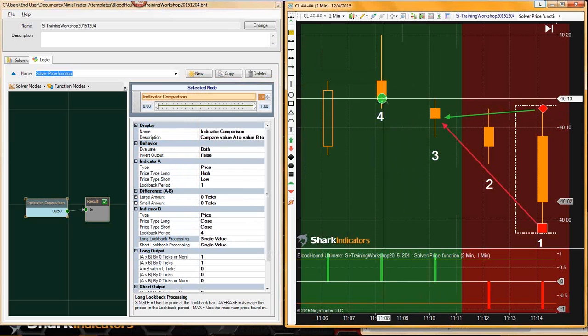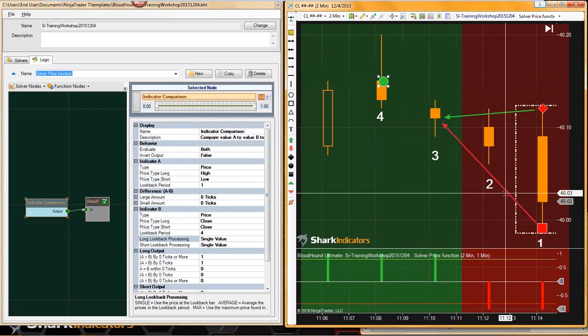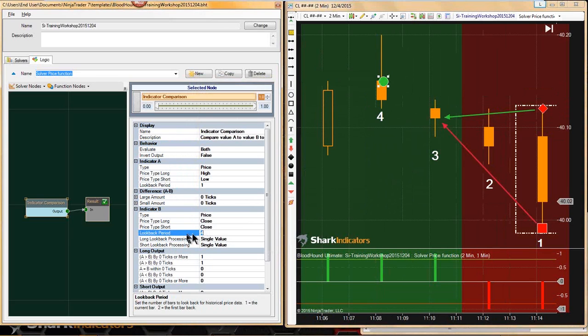Right, the single value just grabs the value from that bar, so many bars back, whatever you set the look back period to. So really, this look back is not a period when you're using a single value. It's really just a look back. Now these other settings in here, if you use average or min or max, then you're actually using the look back as a period.